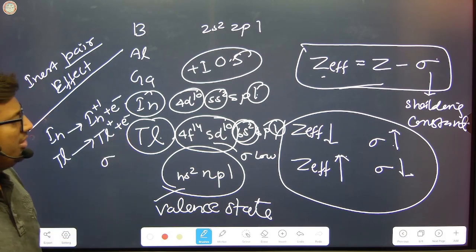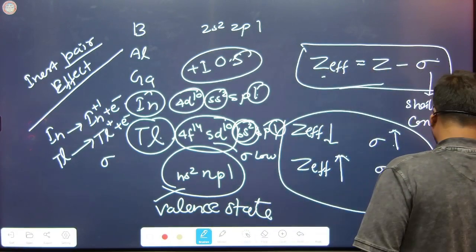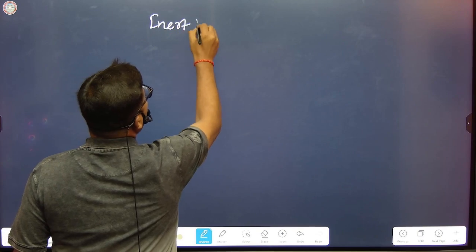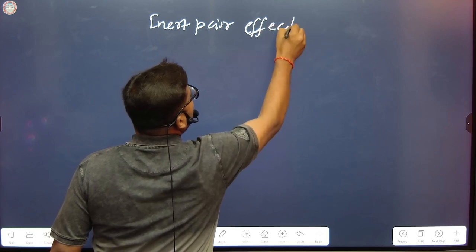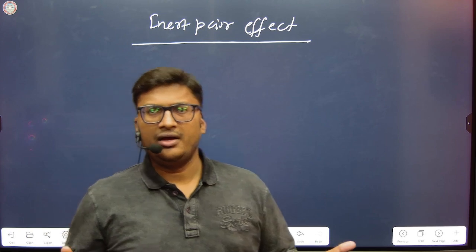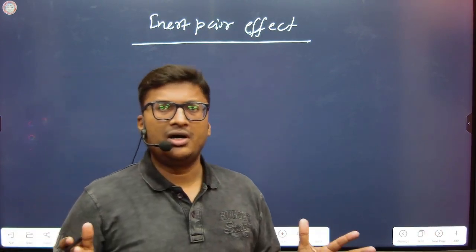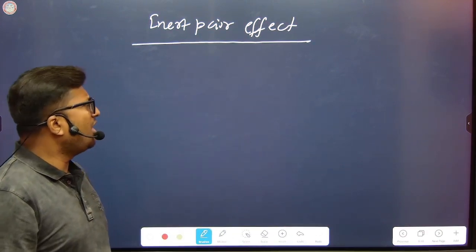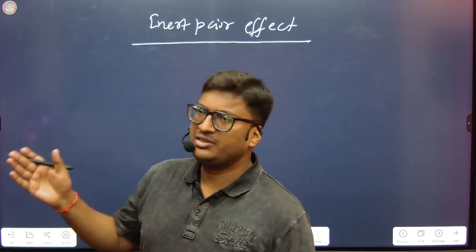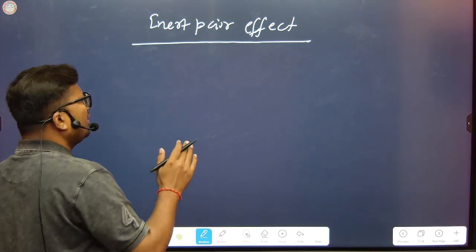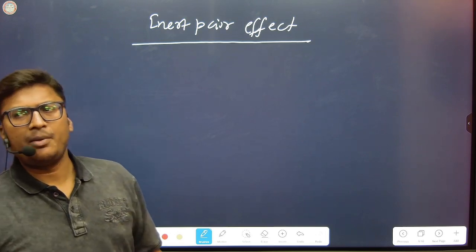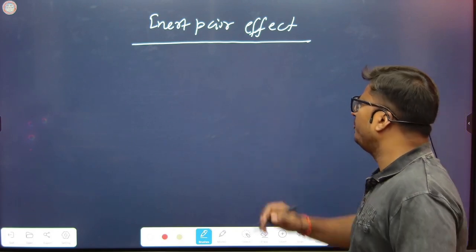So what is the effect of the inert pair effect? Because of the inert pair effect, the s2 pair of electrons present in the valence shell does not take part in chemical bond formation. So they have a very low tendency to participate in chemical bond formation. So chemical bond formation will only be through the contribution of the p orbitals or p electrons, right? So this is the beauty of the inert pair effect.